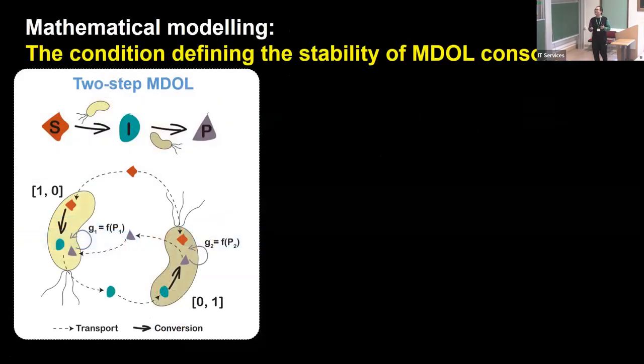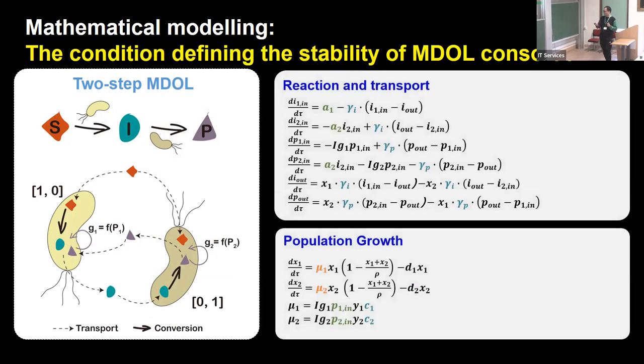To figure it out, I go to the mathematical model. First, I will go to a very simple scenario, that is a two-step division of labor. That is, we have a substrate that can be transformed by the first strain to an intermediate, and then be further transformed by the second strain to the final product. So the model is actually simple.